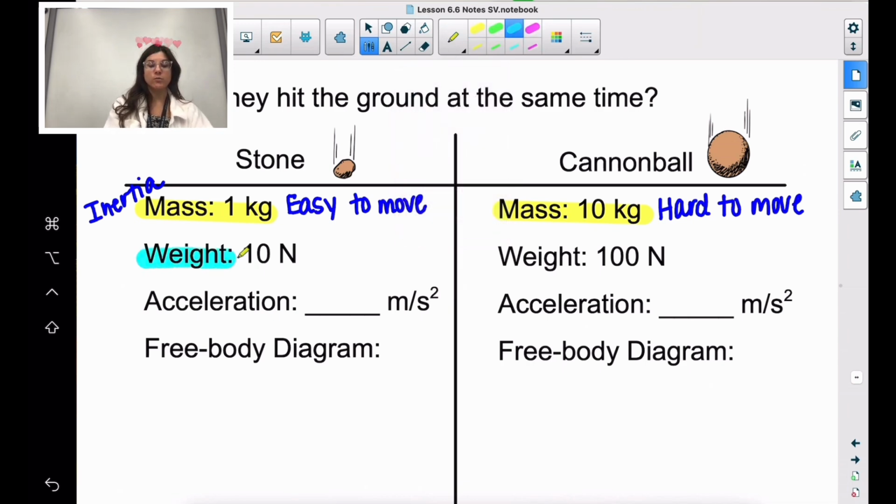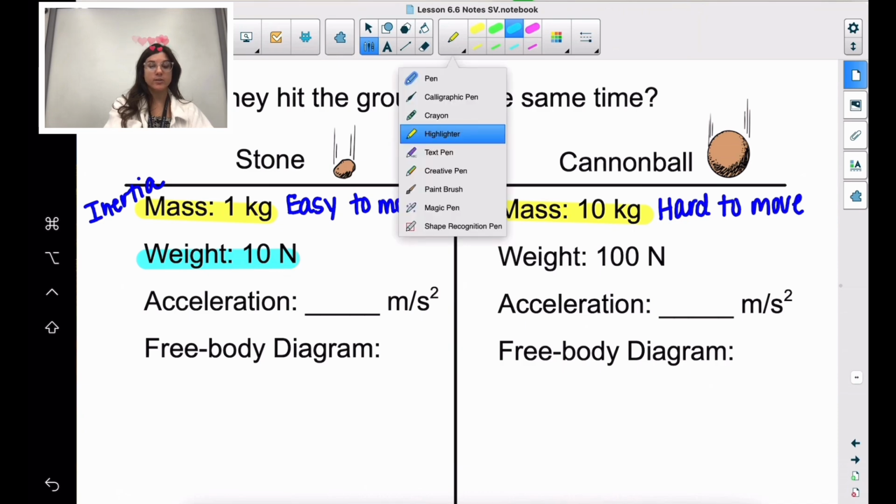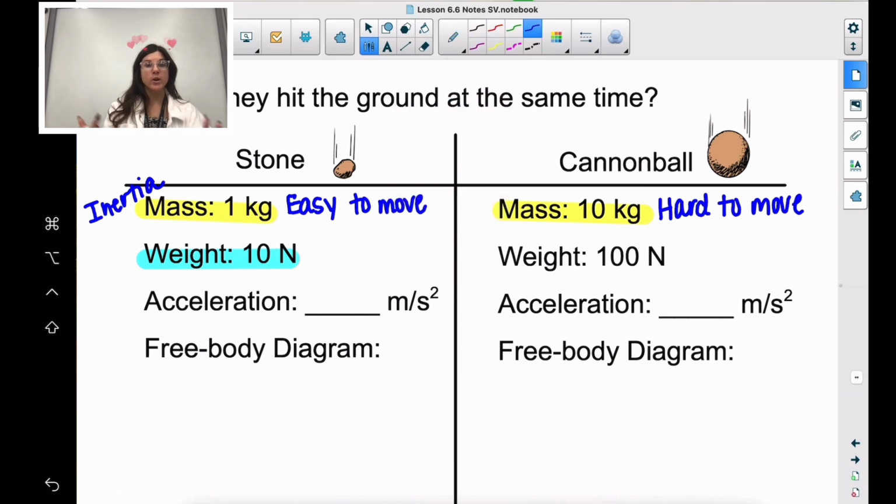For the stone, the force of gravity is only 10 newtons. If you're wondering where I got that value from, remember on Earth, the strength of gravity is 10 newtons per kilogram. This means for every kilogram of mass, Earth is going to exert 10 newtons of force. So this 1-kilogram stone is only going to feel 10 newtons of weight. So there's only a small amount of force.